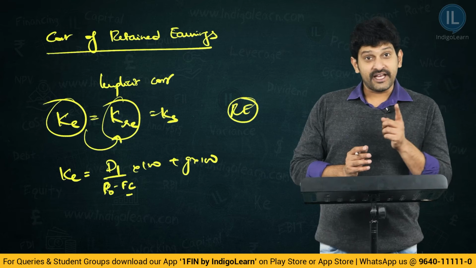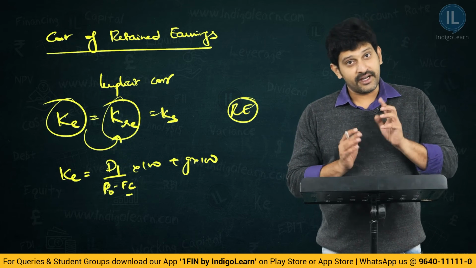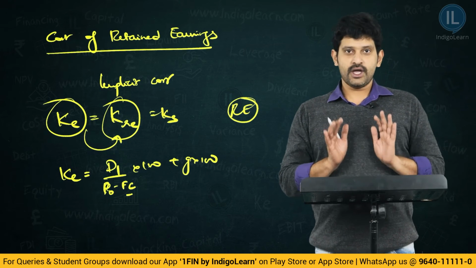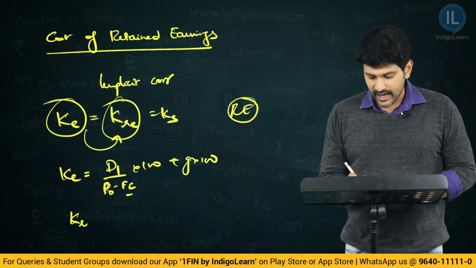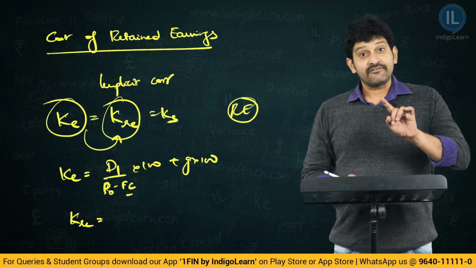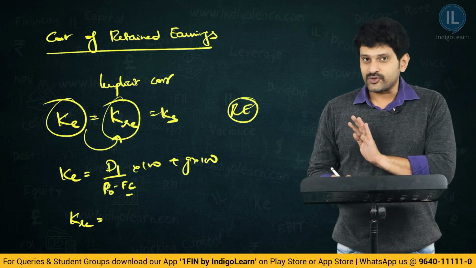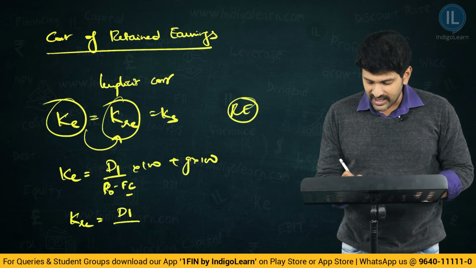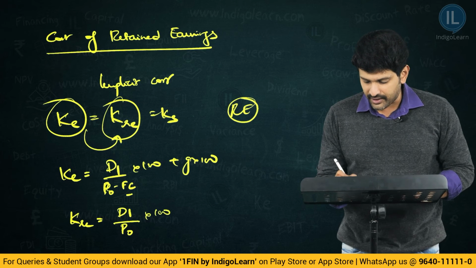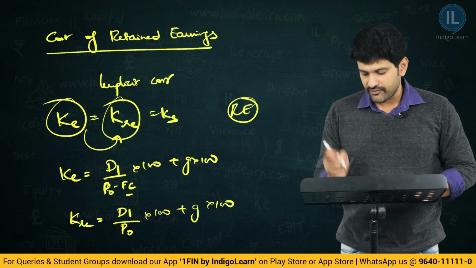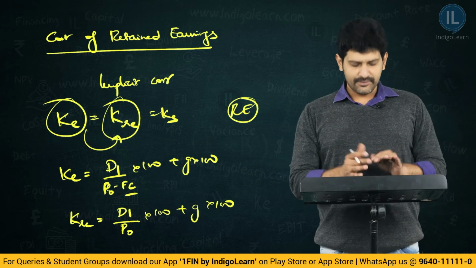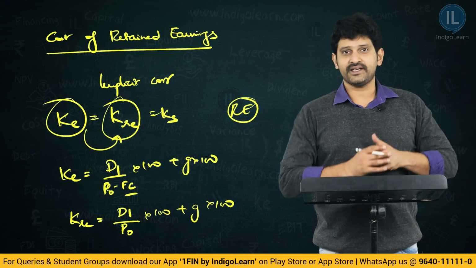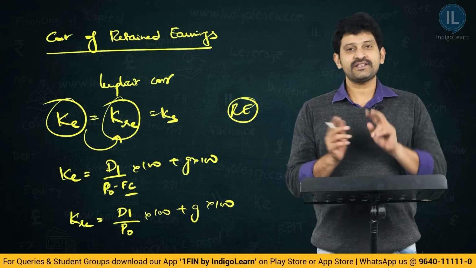Therefore, if at all there is a flotation cost element involved, then what will you say? So, for KE, flotation cost is okay. For KRE, even if there is a flotation cost, please do not consider it. My formula will be simply D1 by P0 into 100 plus G into 100 for KRE. Why? I will not consider this element because I am talking about cost of retained earnings, not cost of equity. Therefore, there will be a change.